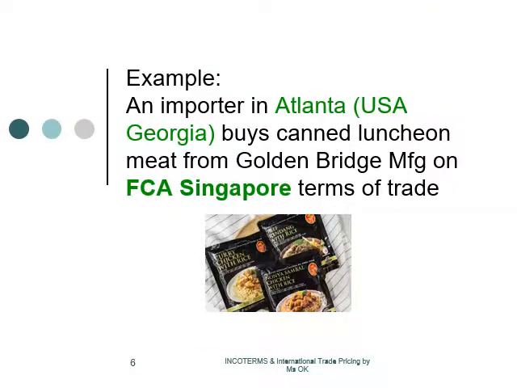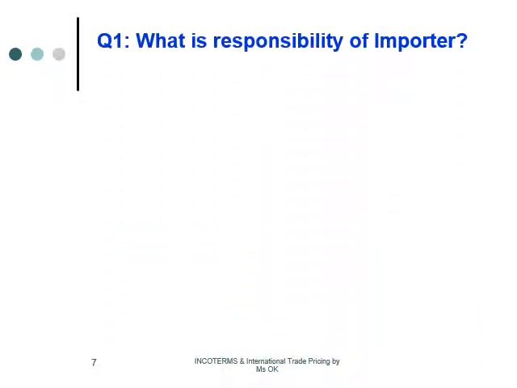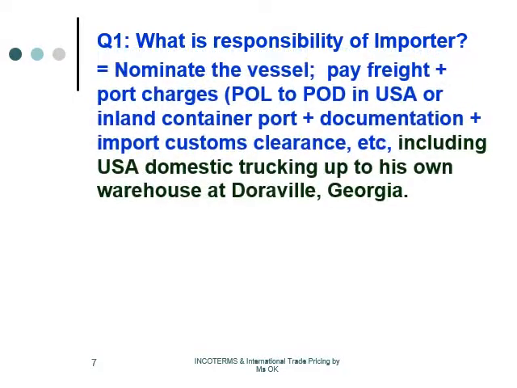So what is the relationship between Incoterms and landed costs? Let's use an example of an importer in Georgia or Atlanta, USA, who buys canned luncheon meat from Golden Bridge Manufacturing on FCA Singapore Incoterms. The importer needs to ask what is his responsibility, cost, and risk based on the Incoterms. You may recall that FCA Singapore means the importer is responsible to nominate a carrier or vessel for the seller to load the goods on that named vessel, after which the freight charges and the journey after are under the importer's account.